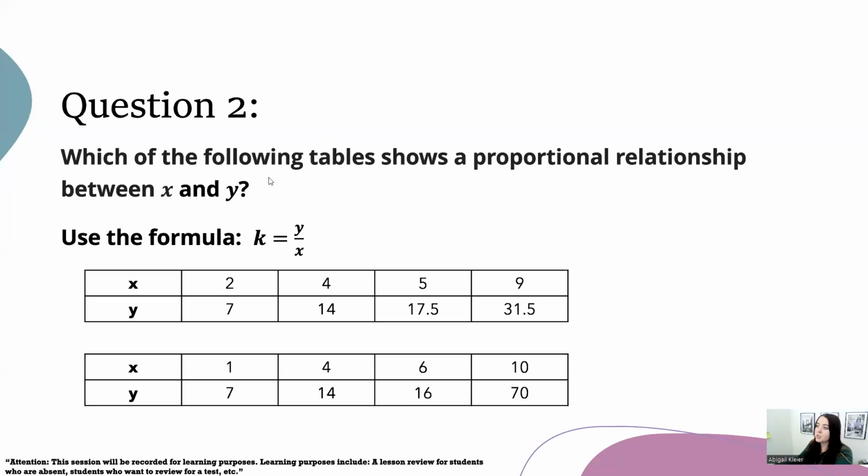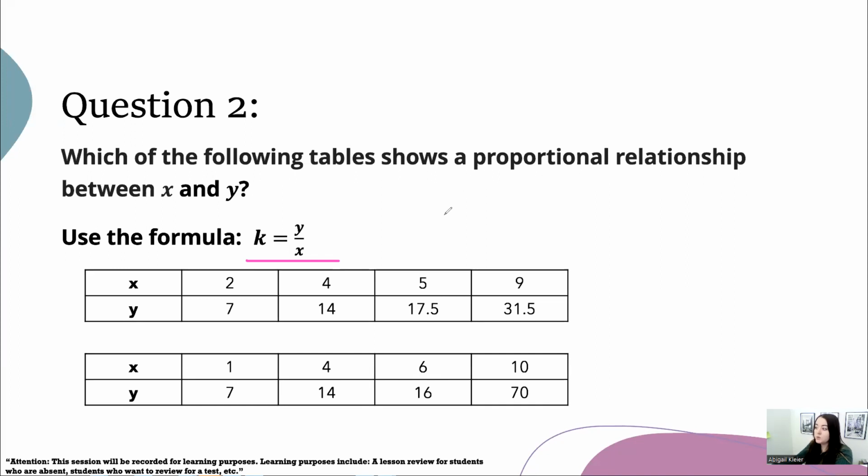Next, we can look at question number 2. Question number 2 is asking us to look at the tables and figure out which table shows a proportional relationship between x and y. And they have provided that formula for us again, y divided by x. And I can use my calculator in order to solve these if some of these division problems look a little bit tricky. So I can go ahead and start with my first one.